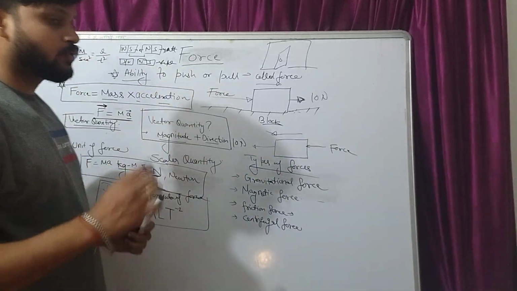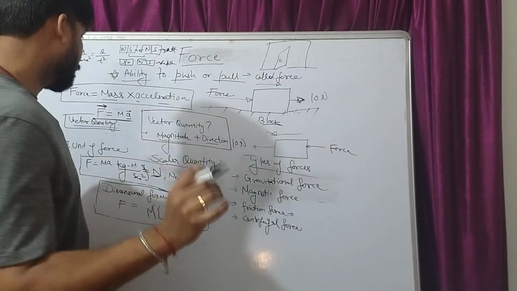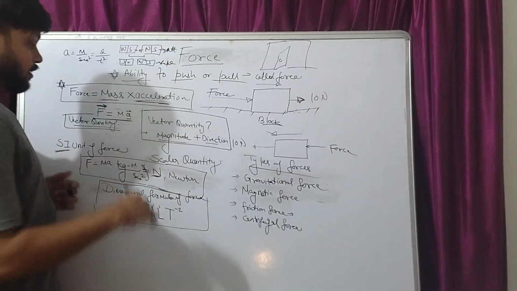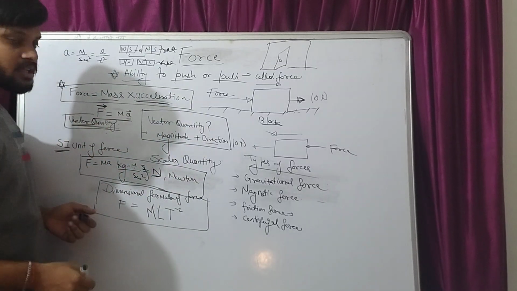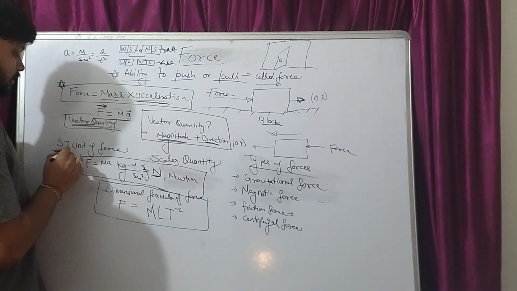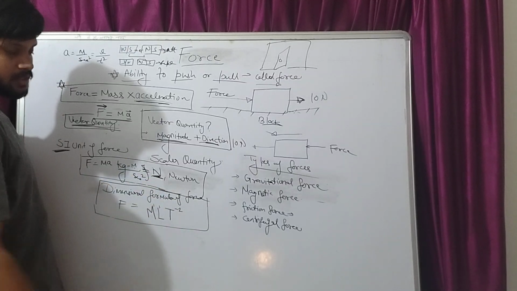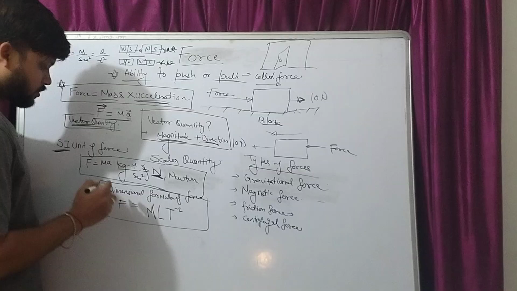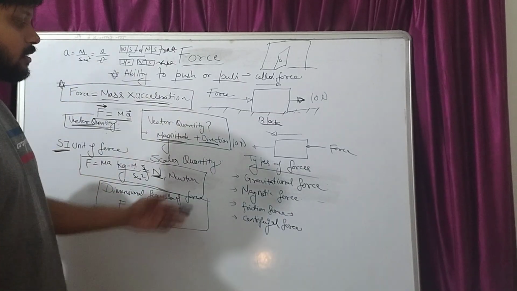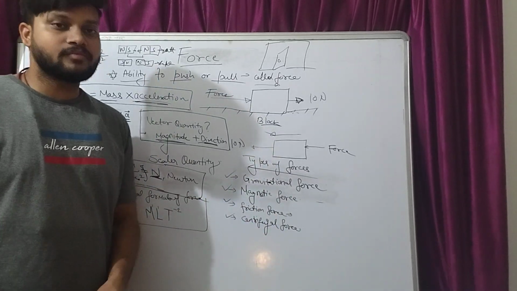So this is the force we have learned today. Force, the ability to push or pull something, is called force. The formula of force is mass into acceleration. Force is a vector quantity because it has both magnitude and direction. The SI unit of force is Newton, or kg meter per second square. The dimensional formula of force is M1 L1 T-2. The types of forces: gravitational force, magnetic force, frictional force, and centrifugal force.